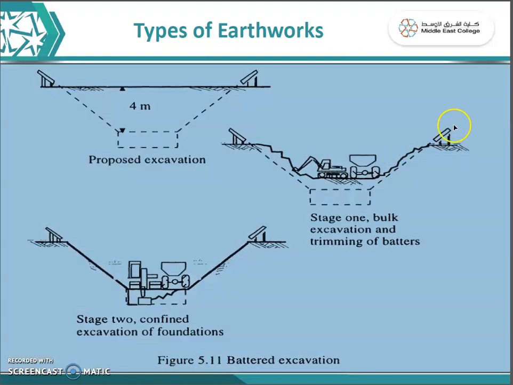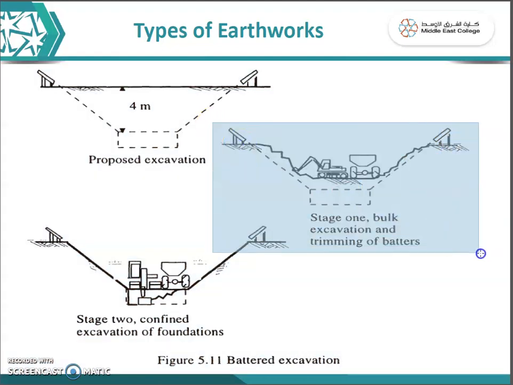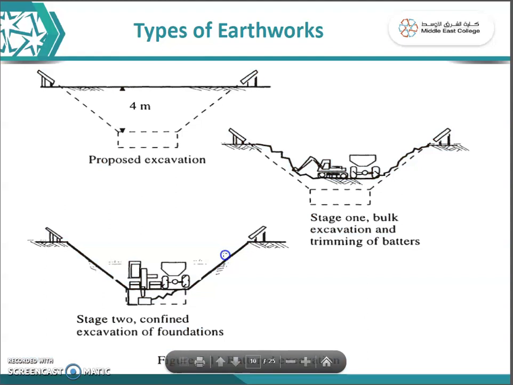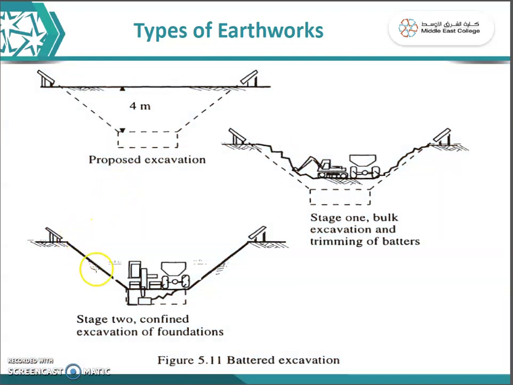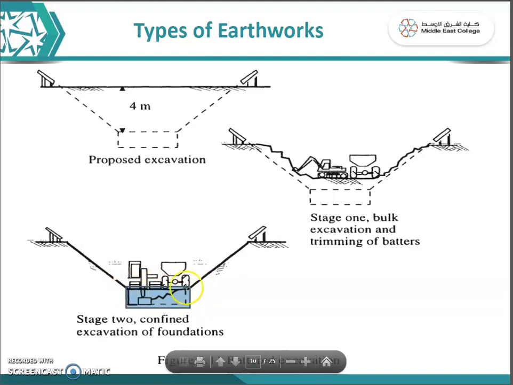These are called travelers. So this is the first stage. Now coming to the second stage, here you can see as per the length of the traveler, they started trimming it, and they made it, here it is irregular, but here it is trimmed properly, and finally they reached this part of battered excavation, confined excavation.